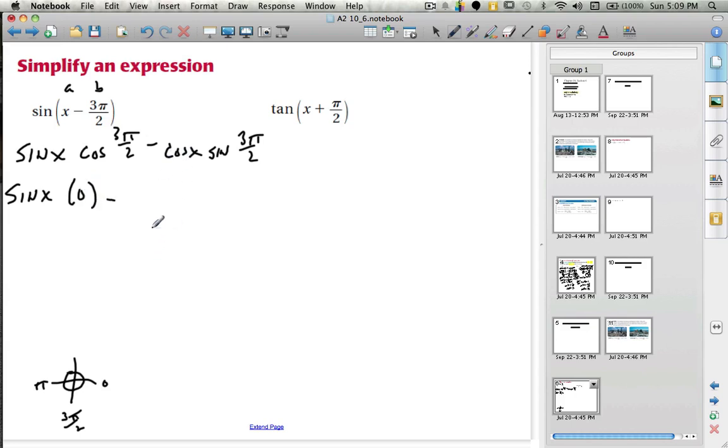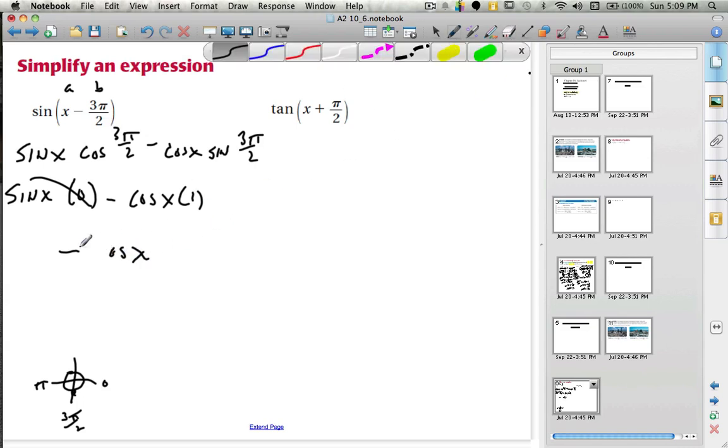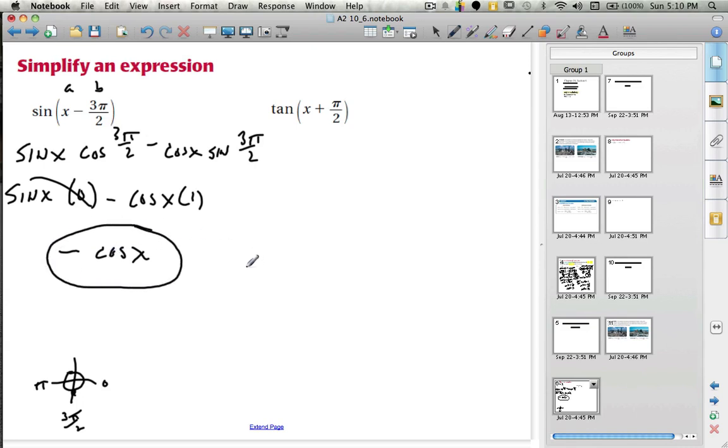And then we'll have minus cosine of x times the sine of 3 pi over 2. Now the y value here is 1, times 1. So this would simplify, right? That becomes 0. So this becomes the opposite of the cosine of x. Okay, so we don't actually solve for x, but we do simplify it down to something much simpler by using that formula. So now we're going to use the tangent formula.